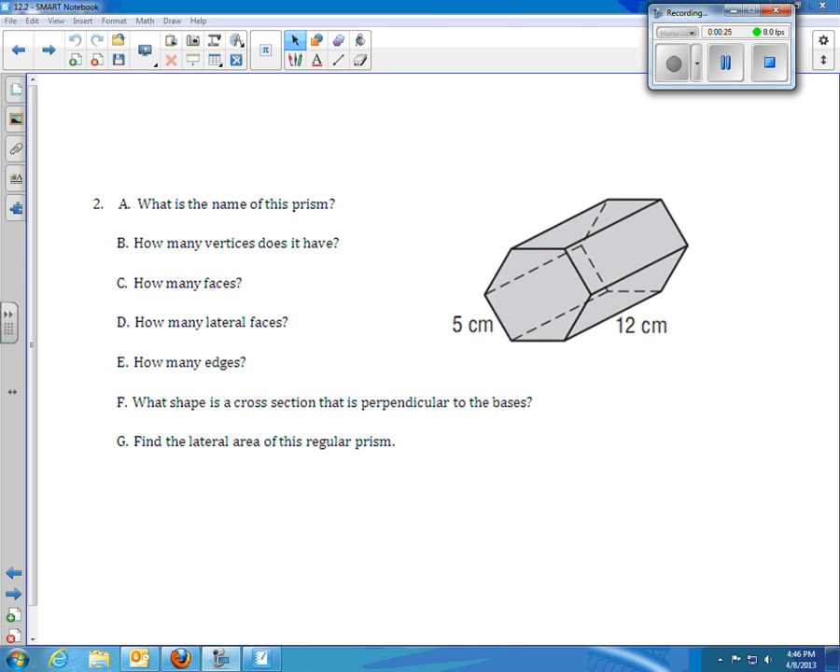All right, let's go to this problem. It says, what is the name of this prism? So look at the base, which is at the end here. And if we count the sides, there are 6. So we have a hexagonal prism.